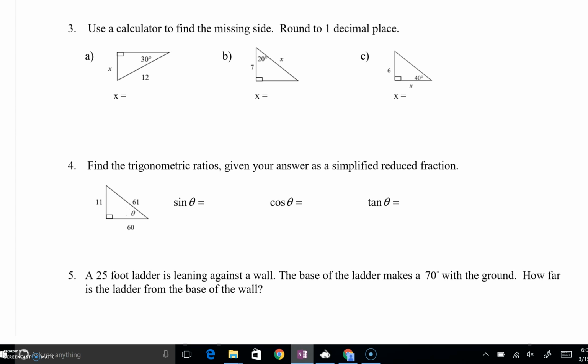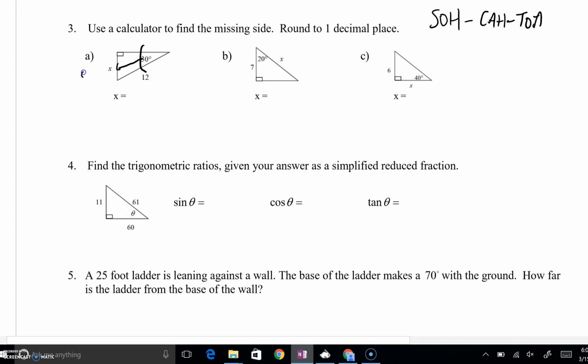Algebra 2, 12.1, Worksheet 4A. We're jumping back into number 3. We're going to use SOHCAHTOA to find missing sides. And what we've been saying is from the angle that you are given, the acute angle, label your sides.